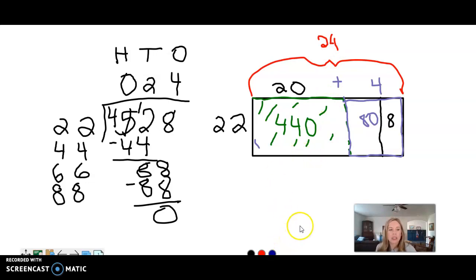I hope this helped a little bit to see what's actually happening when we divide up. We're taking away larger groups of our divisor to see what's left over. And then taking our leftover groups and dividing them up even more until we have 0 left over.